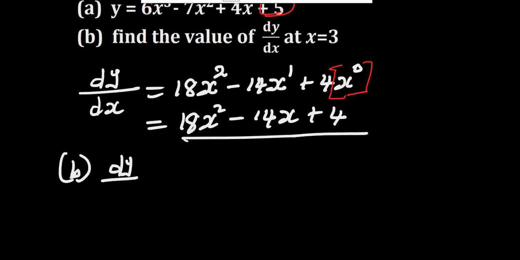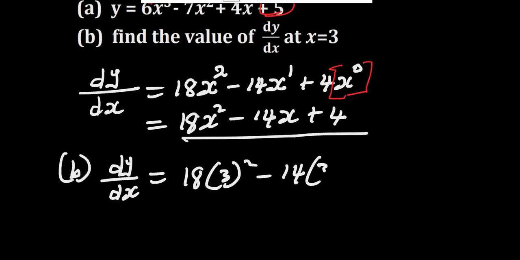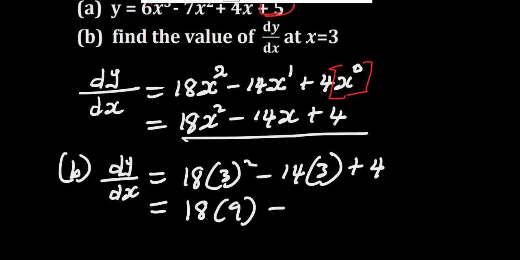So dy/dx is equal to 18 times 3 squared minus 14 times 3 plus 4, and this will be equal to 18 times 9 minus 14 times 3 plus 4.